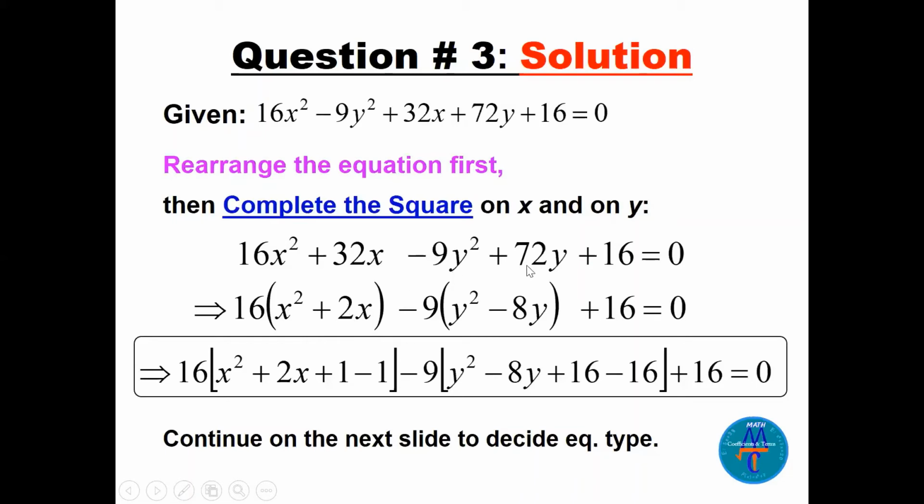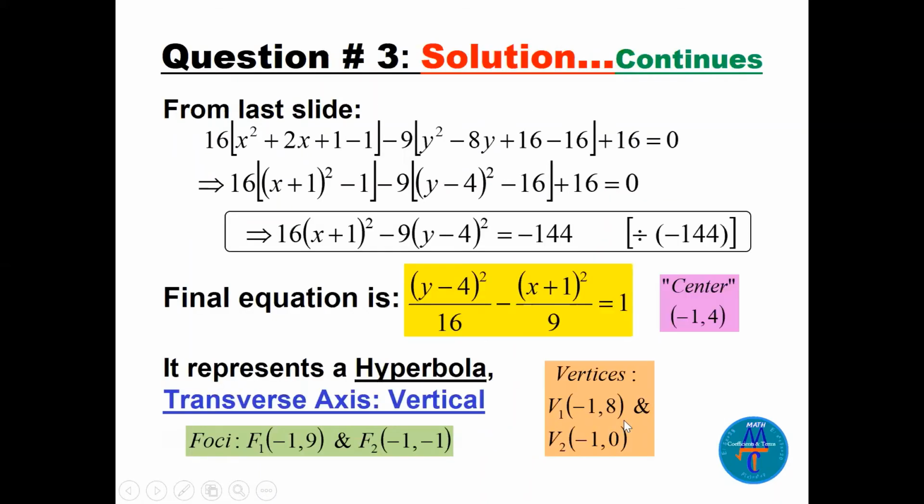Take minus 9 as a common factor. So y squared will be minus 8y. 9 times 8 is 72. Plus 16. Now we go inside the bracket. x squared plus 2x. Divide this 2x by 2, squared, you get 1 and minus 1. Minus 8y divided by 2, you get minus 4. Add 16 minus 16. We did this before many times, completing the square.